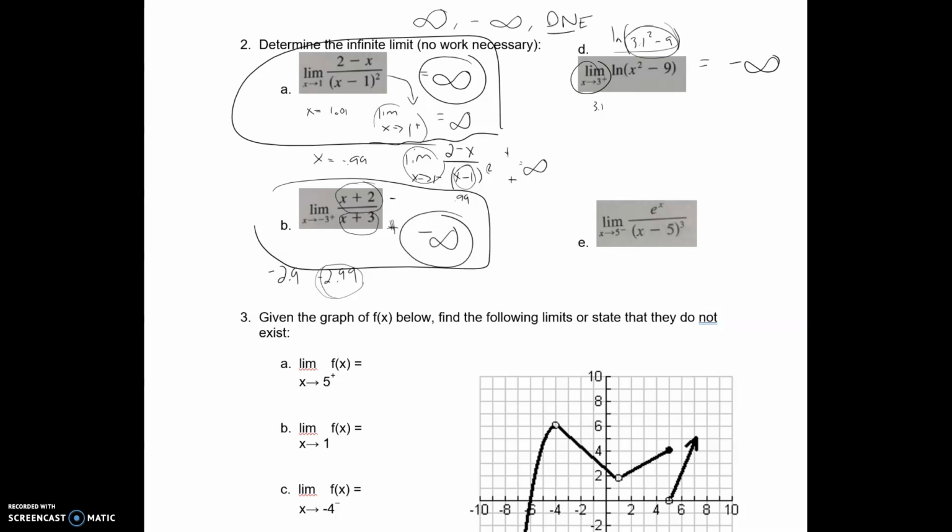2e, 5 from the left, so that would be what, 4.9. So be careful here, you got a cube, so it's a little different. So I end up with a negative on the bottom. I cube it, I still get a negative, so I got a really small negative, right? Really small negative on the bottom, and then e to some positive value. That doesn't really matter. All we care is that that's positive. You're dividing by a really small negative, so it's going to shoot down to negative infinity.